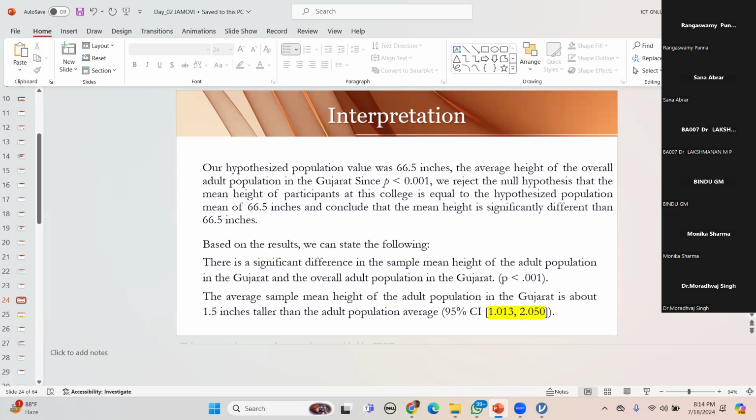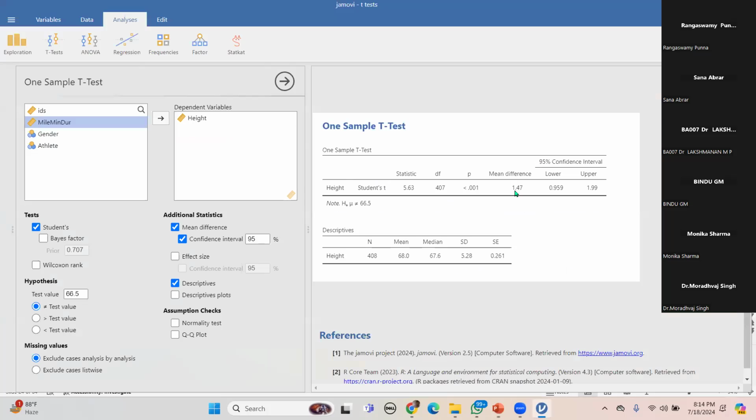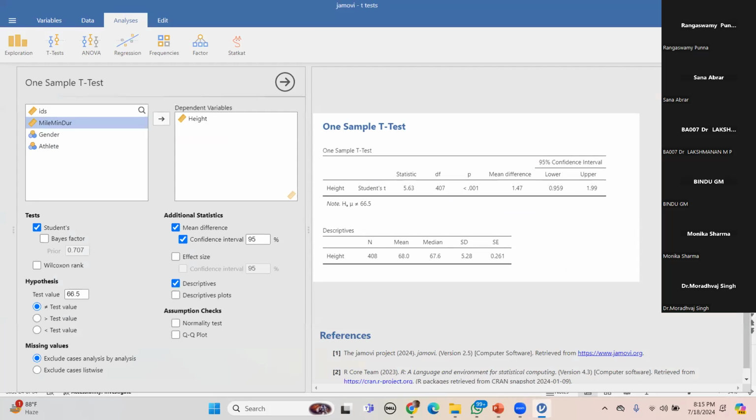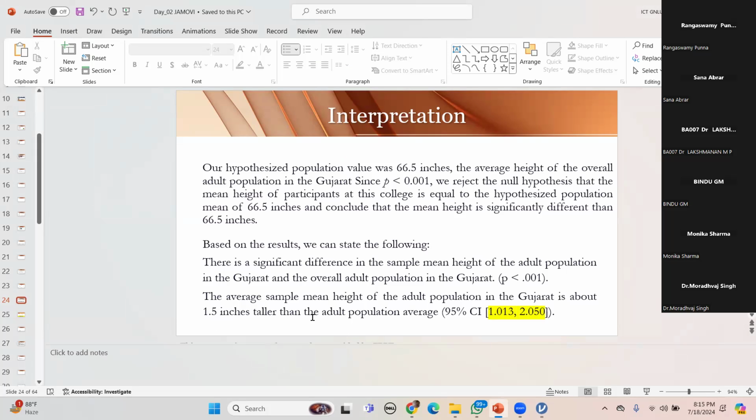Meaning you are comparing the population mean and sample mean, and you are able to come up with the conclusion. The average sample mean height of the adult population in Gujarat state is about 1.5 inches taller than the adult population. How much difference do we have? I just rounded it off. Instead of saying 1.47, I rounded it to 1.5.